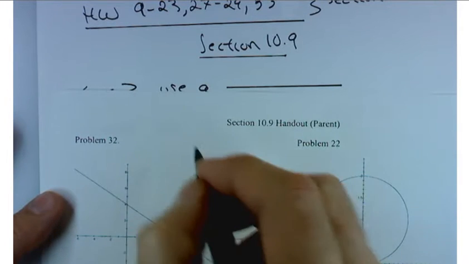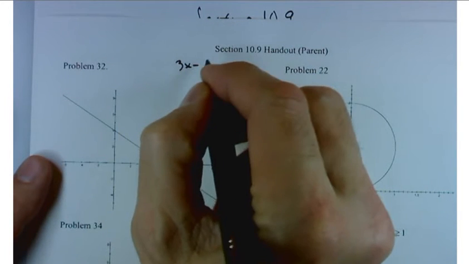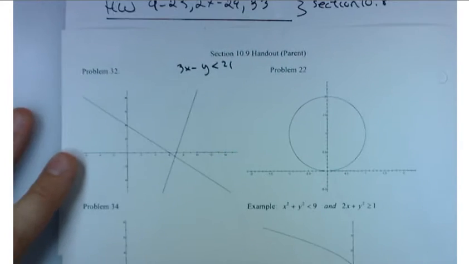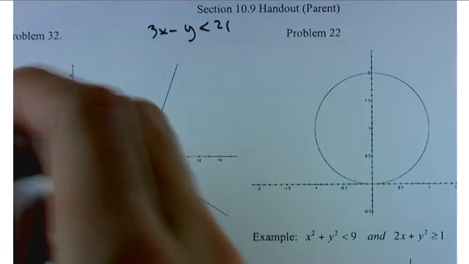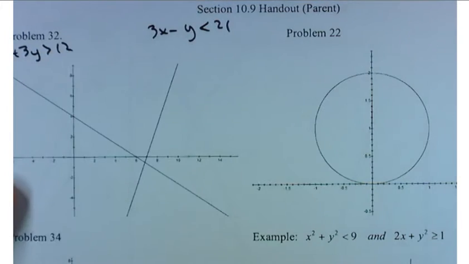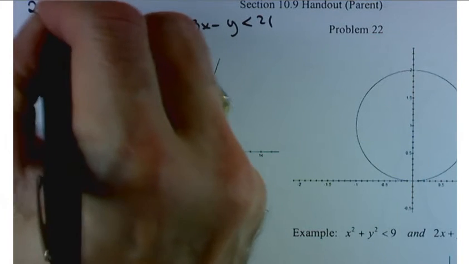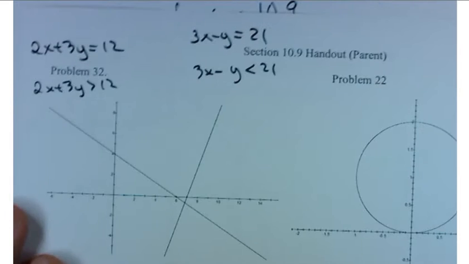So we've got two inequalities in problem number 32. 3x minus y is less than 21, and the other one is 2x plus 3y is greater than 12. Now I've already drawn these two lines for you. I hope that you can graph the corresponding equations. The corresponding equations, of course, would be 2x plus 3y equals 12 and 3x minus y equals 21. So you're going to start by graphing each of those.